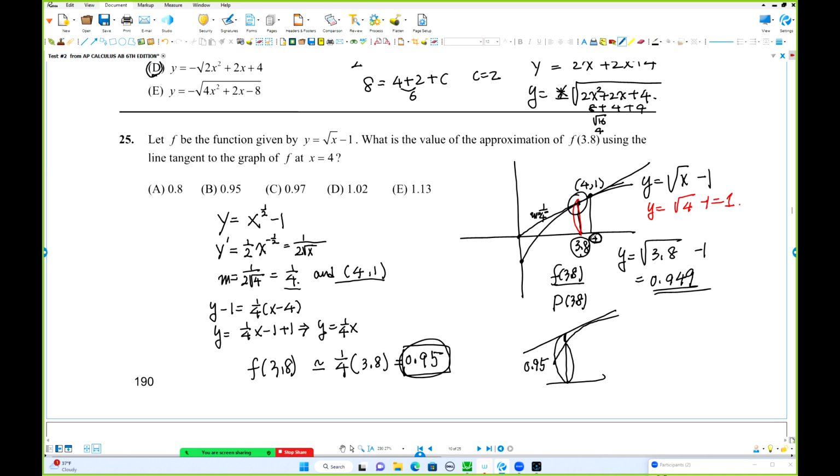Is it okay? So to find the approximation of some numbers, you need to find the equation of that linear line. Okay, this is a linear approximation. This we said what? Linear approximation. Yeah. Using the linear line. Okay, tangent line is linear. Linear approximation. Okay.